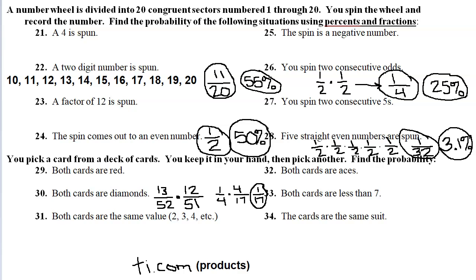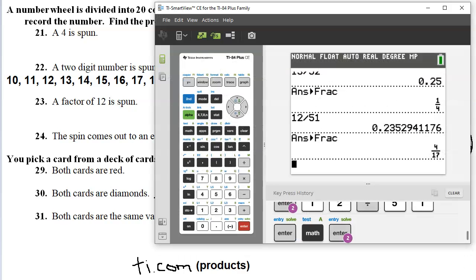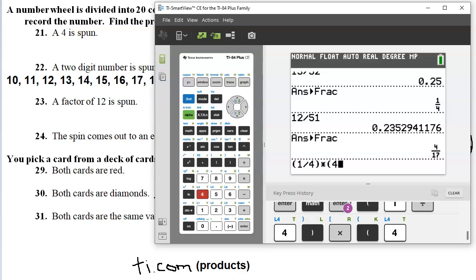1 over 4 times 4 over 17 eventually reduces to 1 over 17. I can show you why here just real quick. And I don't mind doing this because we're going to have to reduce the fraction, or we're going to have to do a percent from this anyway, so it doesn't really matter. So you got that.